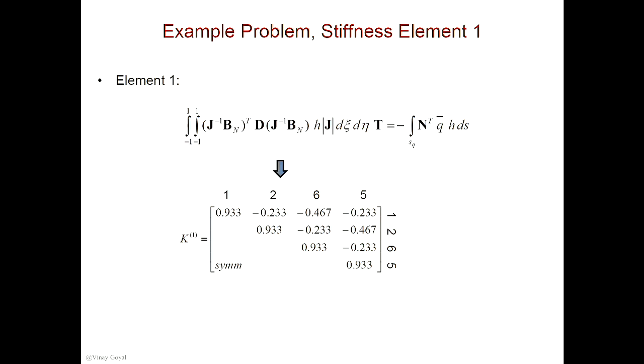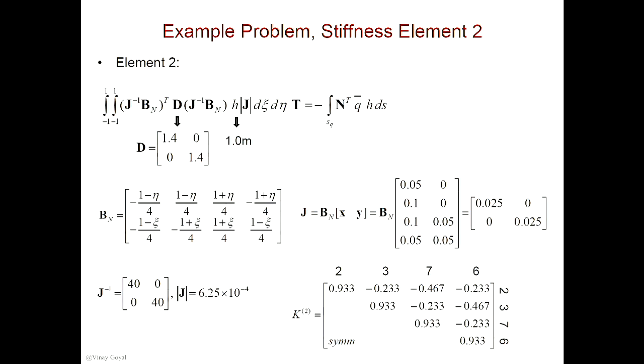We have element one. That's what I got. Don't forget the connectivity for element one: 1, 2, 6, 5. Write it down. Don't forget it. Let's go to element two. Element two, I don't want to bore you with that, but B bold is the same thing. Oh, by the way, I don't know if I said this, but this was the connectivity, the K value for the concrete.